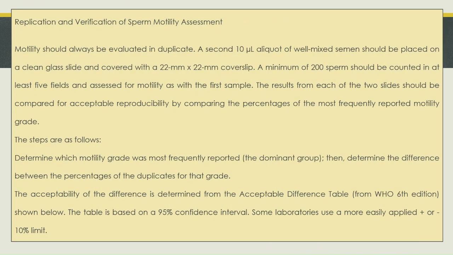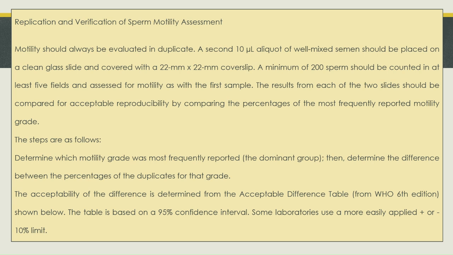Replication and verification of sperm motility assessment. Motility should always be evaluated in duplicate. A second 10 µL aliquot of well-mixed semen should be placed on a clean glass slide and covered with a 22 mm x 22 mm cover slip. A minimum of 200 sperm should be counted in at least 5 fields and assessed for motility as with the first sample. The results from each of the 2 slides should be compared for acceptable reproducibility by comparing the percentages of the most frequently reported motility grade.